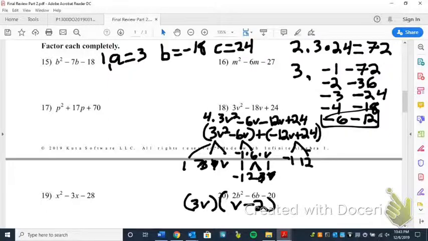Negative 12v breaks down to negative 1 times 12 times v. 12 breaks down to 2 times 6. 6 breaks down to 2 times 3. And those are our prime factors. Negative 1, 2, 2, 3, and v.